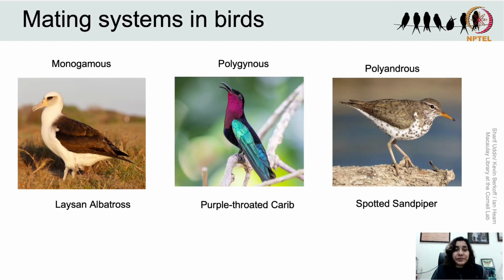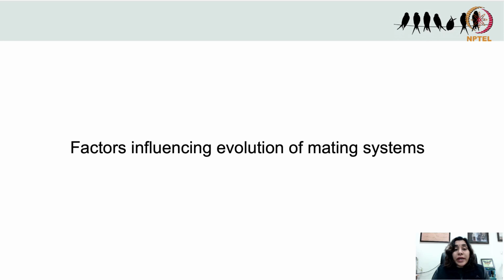Here are some examples of birds with different mating systems. For monogamy, I have given the example of a Laysan albatross. For polygyny, I have given the example of the purple-throated carib, and polyandry is one of the species in which this has been most extensively studied is the spotted sandpiper. Now let's look at the factors that influence the evolution of mating systems.